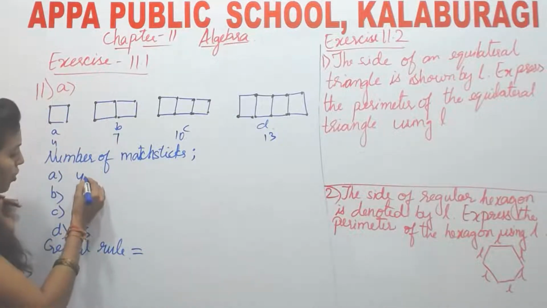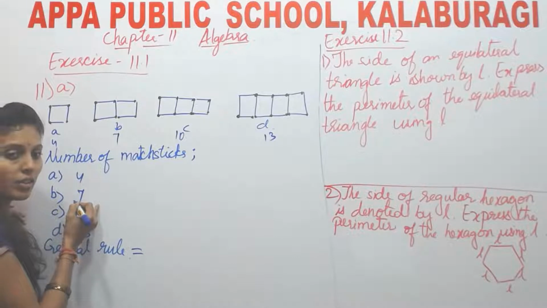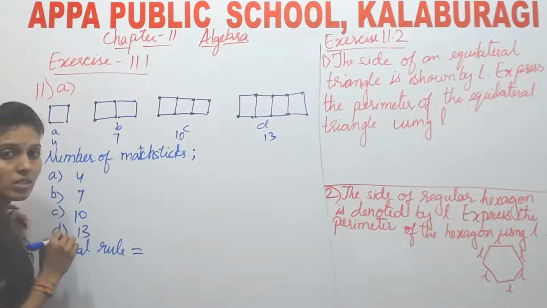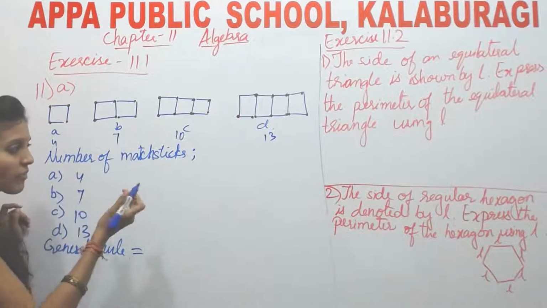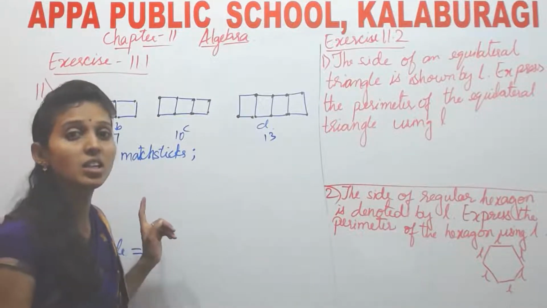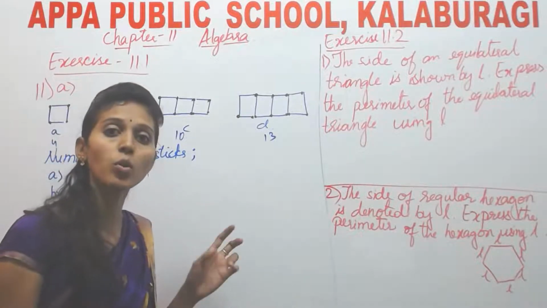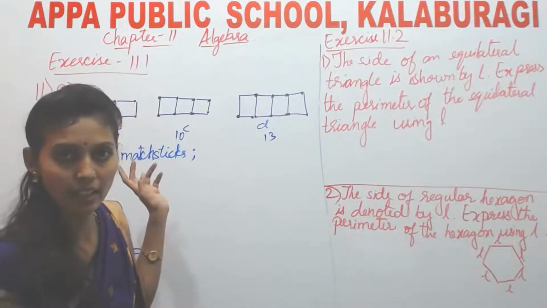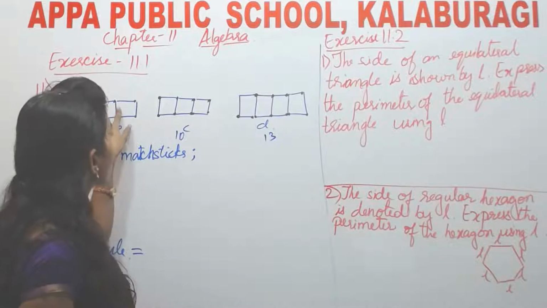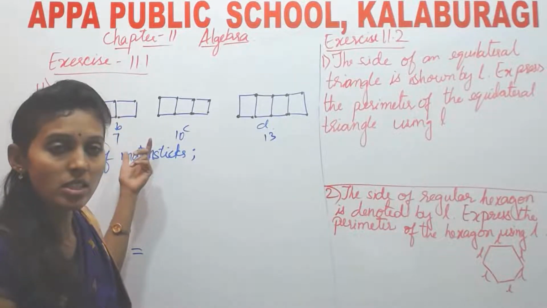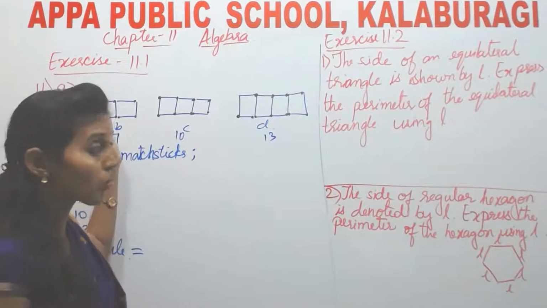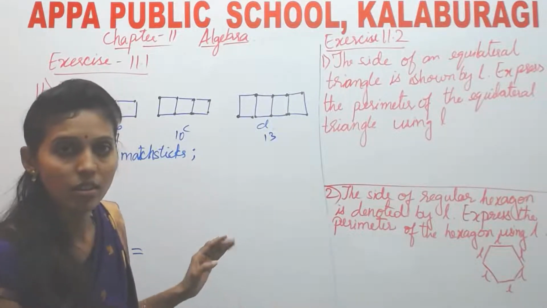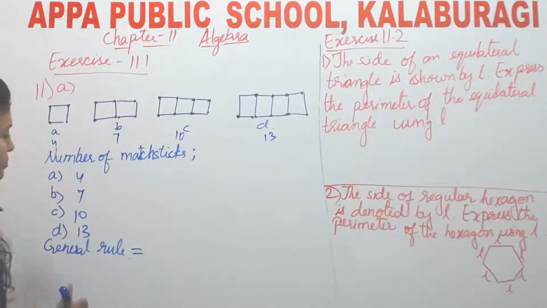See, 4 twos are 8, but here it is 7. 4 threes are 12, but here 10. Here also it is less. So we can't say directly. In the first exercise, letter 2 meant the rule was 2n. But here we can't say 4n directly. Because 2 squares don't have 8 matchsticks, here only 7, because both the squares are not separate. They are together. Right? So what to do?